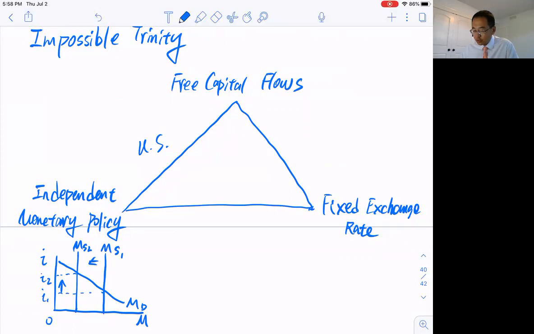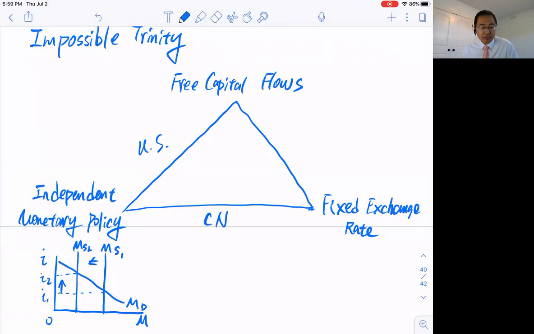So since we want to have independent monetary policy and allow capital to flow in and out of our country, then we have to give up the fixed exchange rate and allow the exchange rate to be floating. Okay. Now China, on the other hand, chooses to have independent monetary policy and fixed exchange rate. They want to have complete control of the value of their currency. As a result, they cannot allow capital flows to happen.